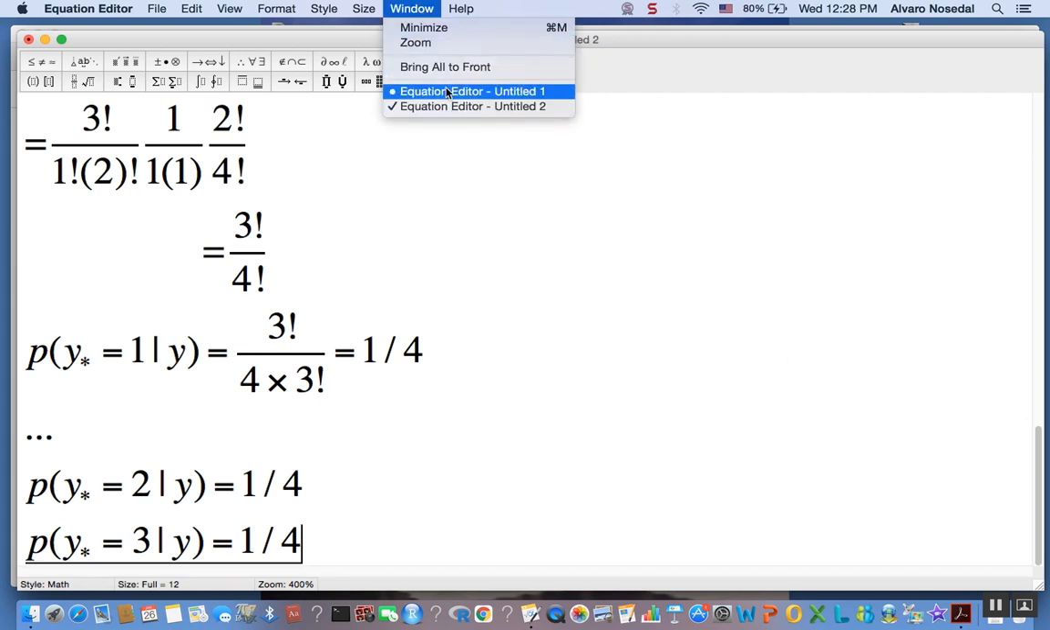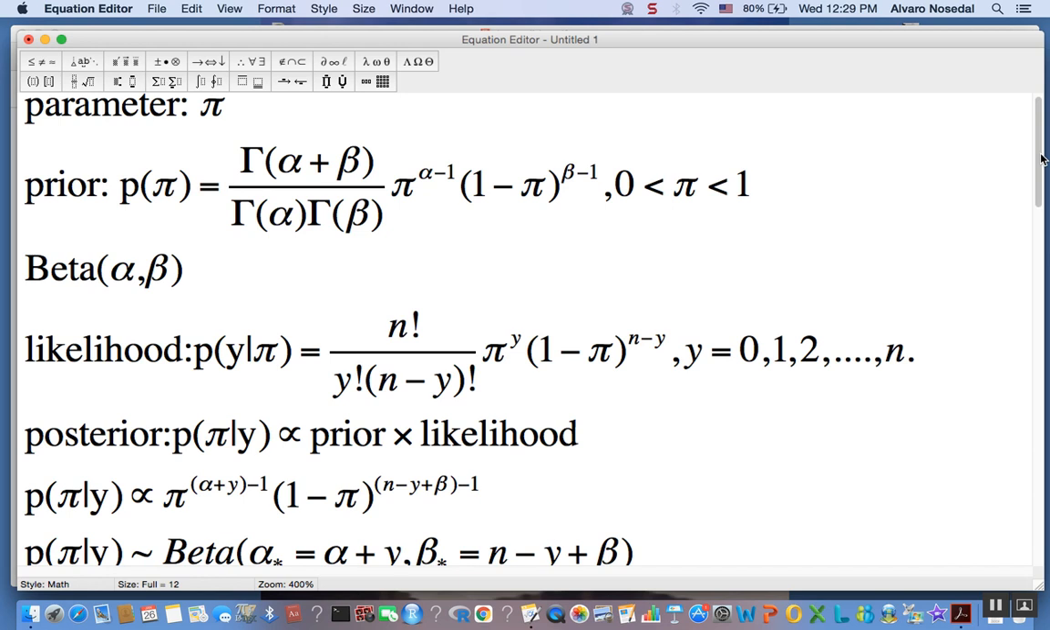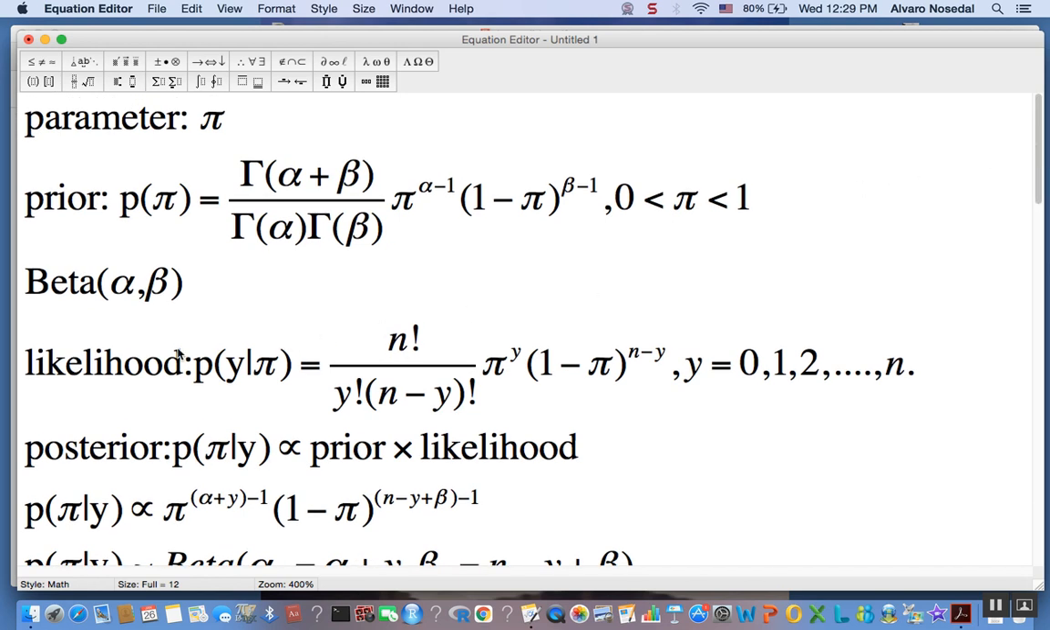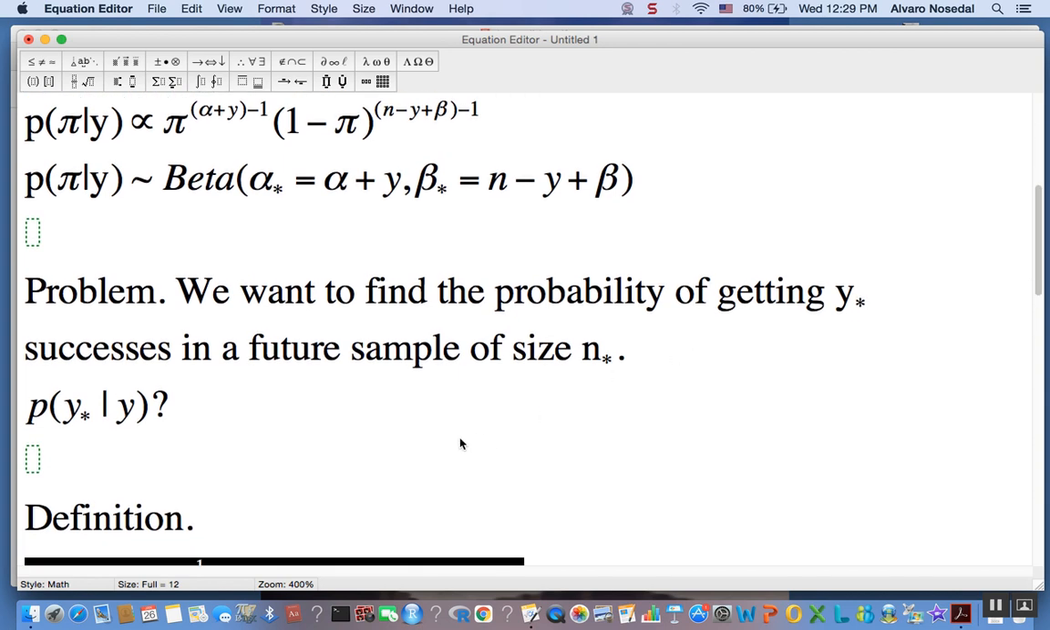Okay, so let's recap what we did. We had data coming from a binomial likelihood. Our parameter of interest was pi. We used a beta prior, which yields a beta posterior. The problem that we wanted to solve was this. We want to find the probability of getting y star successes in a future sample of size n star, given that we have already seen data observations coming from another sample, y.